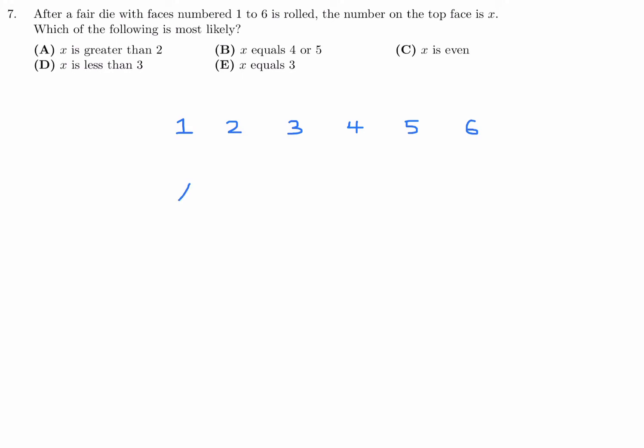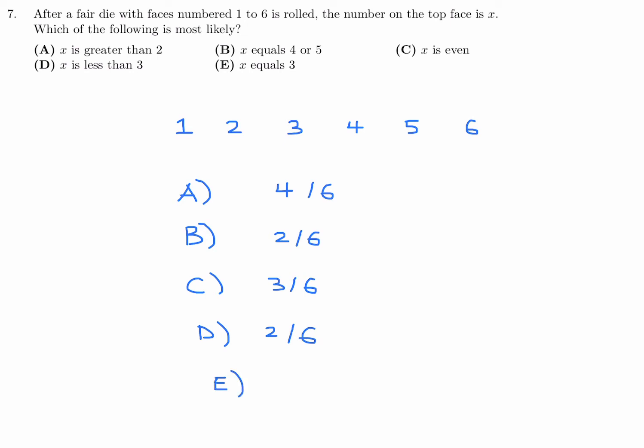A, greater than 2. Well, there's 4 numbers greater than 2, so that probability is 4 out of 6. B, X equals 4 or 5. Well, that's 2 numbers out of the 6, so the probability is 2/6. C, X is even. There's 3 even numbers, so the probability is 3 out of 6. D, X is less than 3. There are 2 numbers less than 3, so that probability is 2/6. And finally, E, X equals 3. There's only one number equal to 3, so it's 1/6.